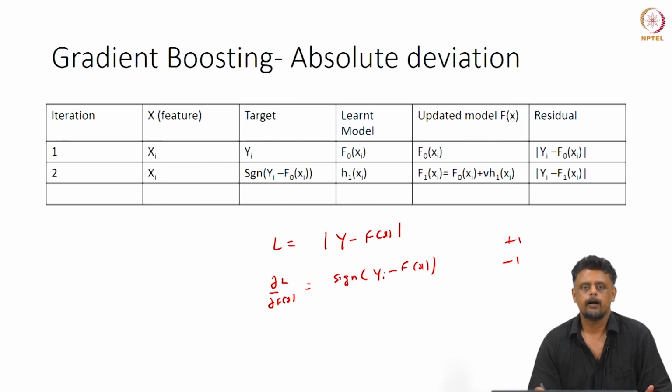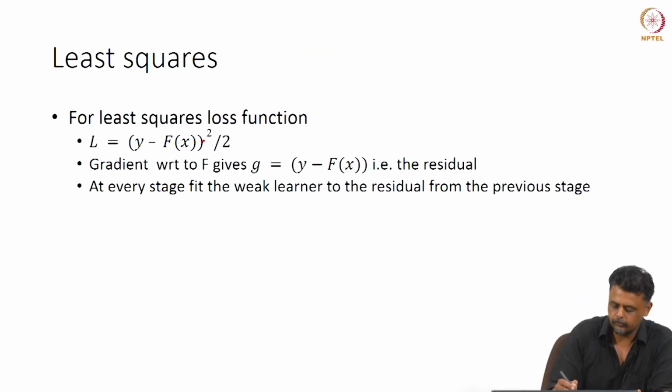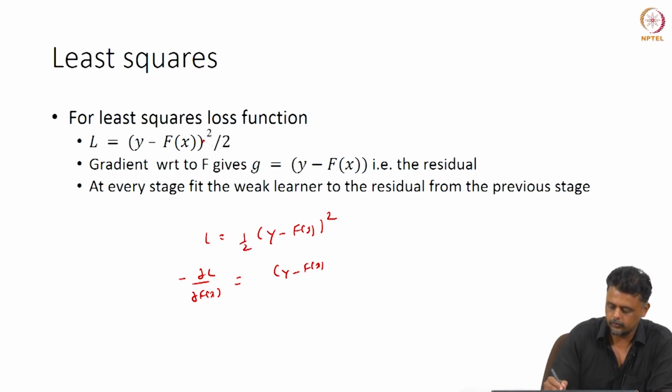Okay. You can also use a learning rate to improve convergence. Then, if you consider (y minus f of x) squared as your loss function, you can calculate delta L by delta f of x. If you take the negative of that, it is nothing but y minus f of x. If you have a factor of 2 here, that 2 will go away. This is nothing but your residual, remember that.